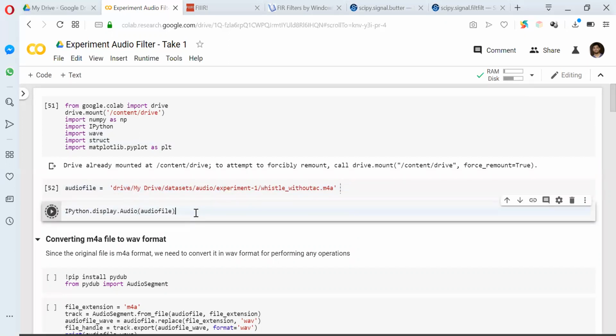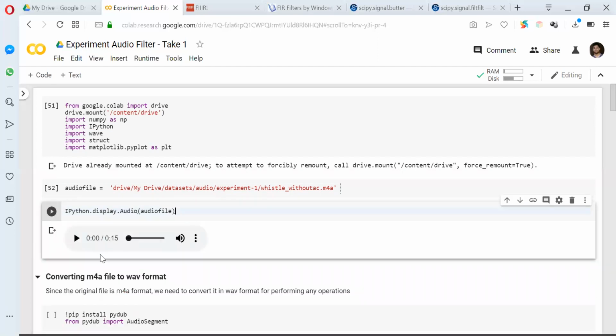So we can look at the sample which is present there. Let me play the sample. So you can see, right, his sound is kind of there. It's kind of a noise. So our attempt is to reduce this noise as much as we can.